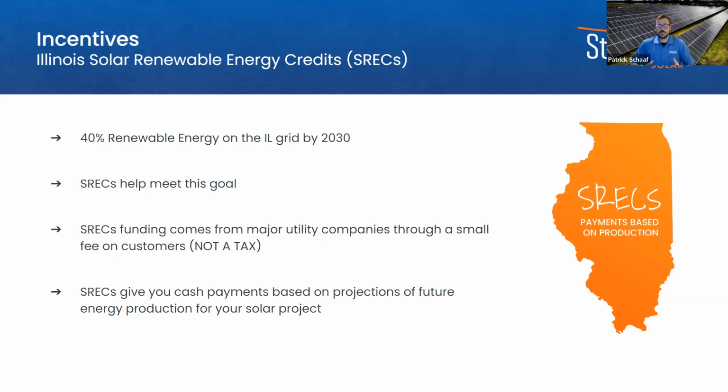So the SRECs give you cash payments based on projections of future energy production for your solar array. Essentially it's a 15-year window that we're looking at. We estimate how much energy you're going to produce over the next 15 years. That energy has value. We run the calculations and say, here is your number that the state will pay you for going solar.